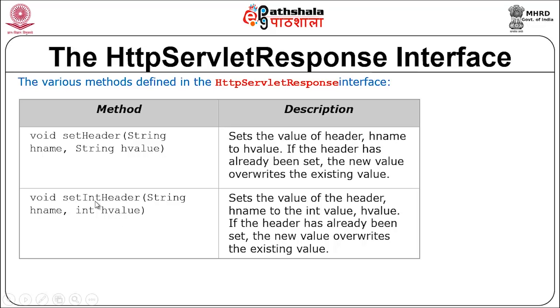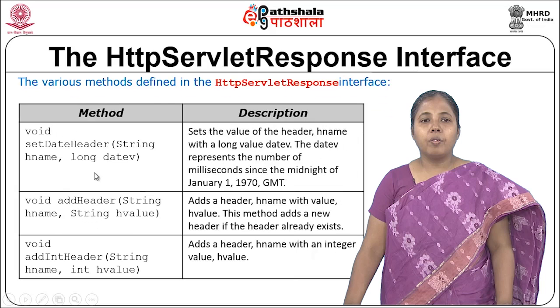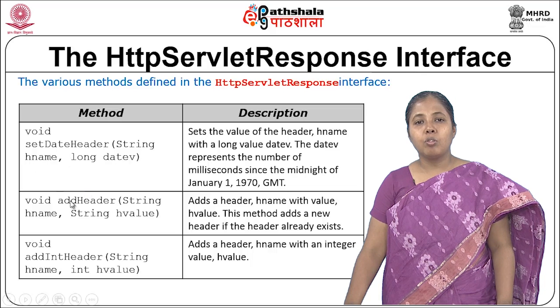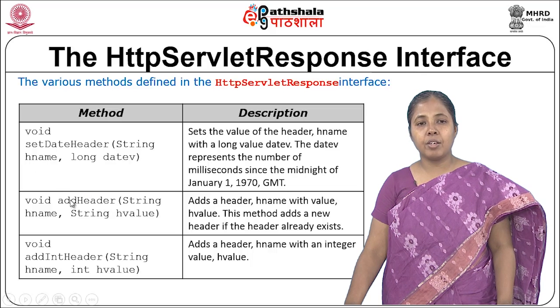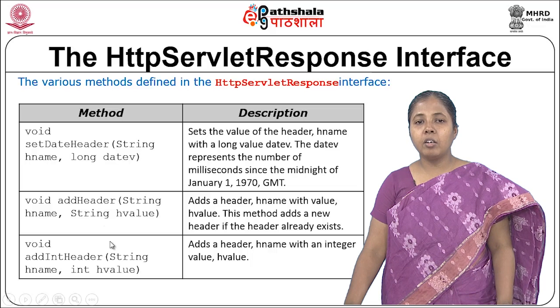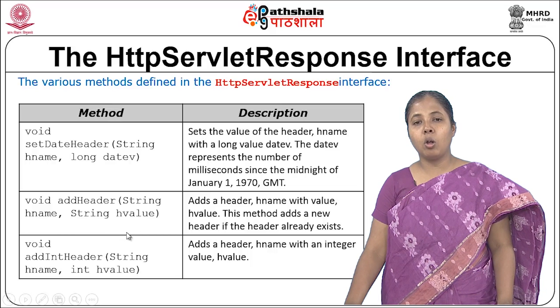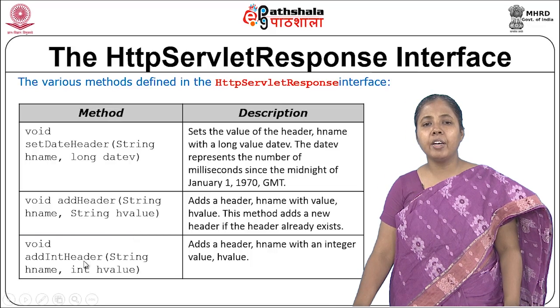So, this is for setting with an int value, integer value. There are methods in the HttpServletResponse interface like setDateHeader. This sets the value of the header along with the date value. The date represents the date in milliseconds, and addHeader would add a header with the header name and a value. This would add a new header if the header already exists, and addIntHeader would add a header with a name and an integer value.